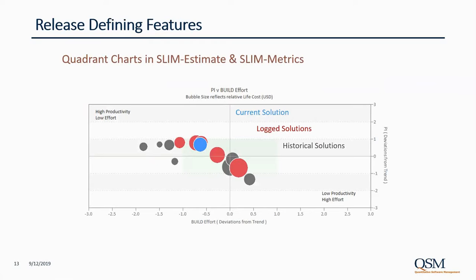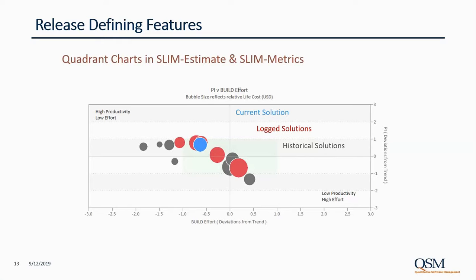The second major feature in SLIM Suite version 10.2 is the addition of quadrant charts in SLIM-Estimate and in SLIM-Metrics. Quad charts or bubble charts were introduced in SLIM-MasterPlan, QSM's portfolio management tool, a couple of releases ago. Our users asked that they be added to Estimate to allow the same risk assessment capabilities as in MasterPlan, and to Metrics to enhance completed project performance analysis and benchmarking. Some of our best product features have been requested by users, so keep them coming.